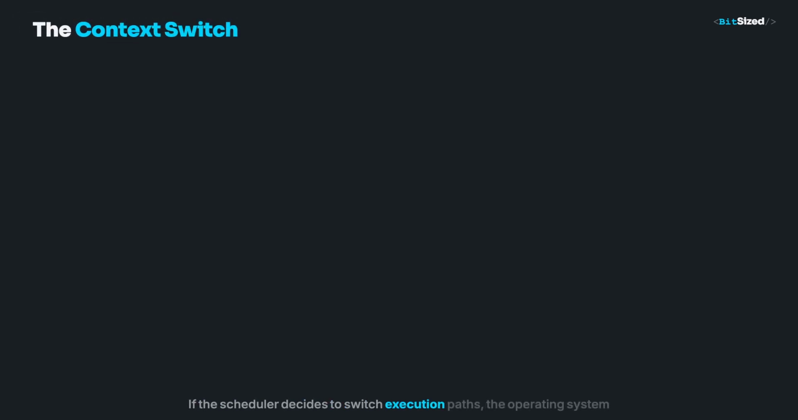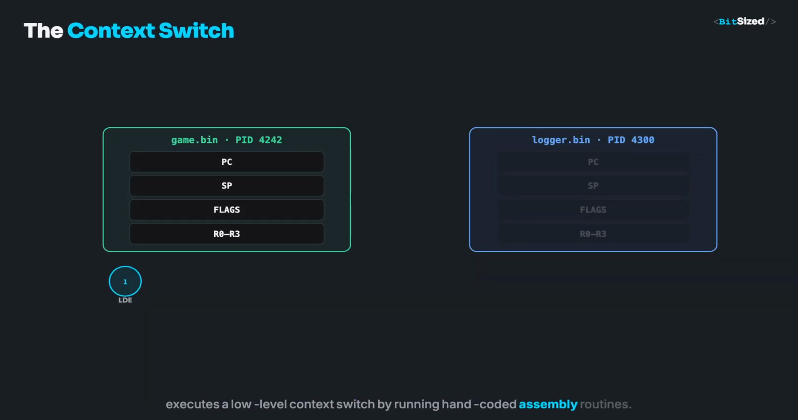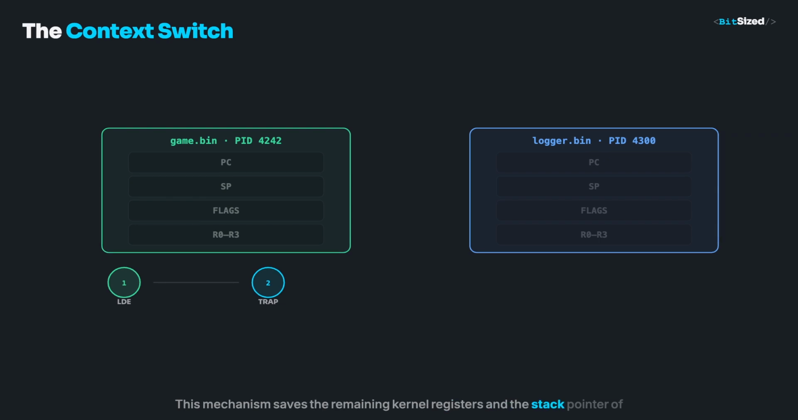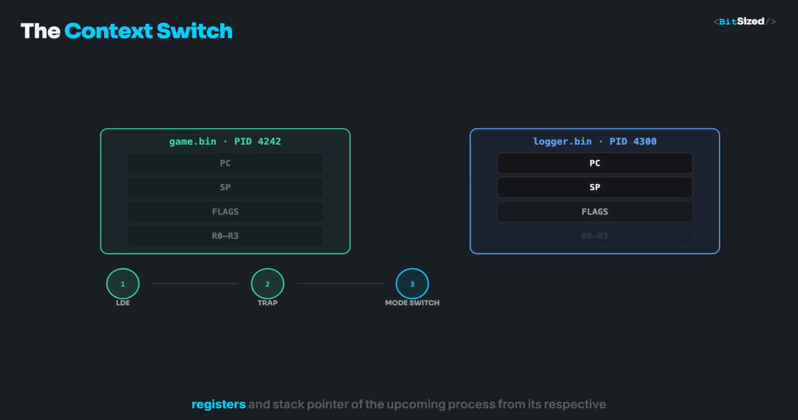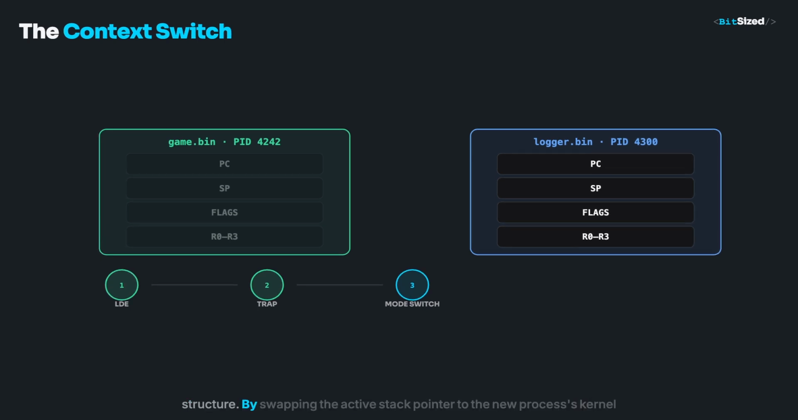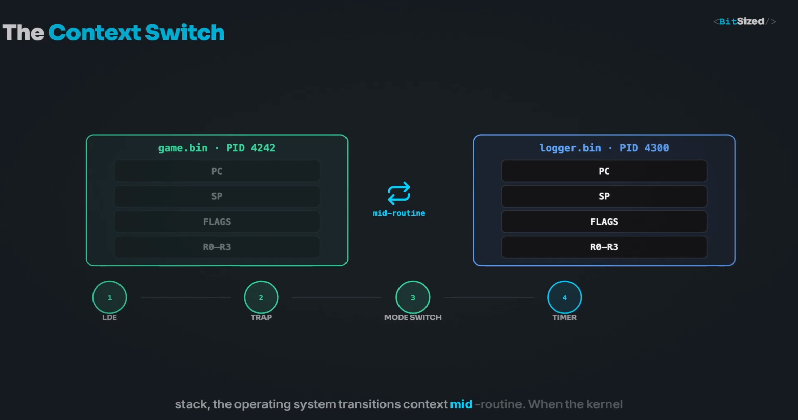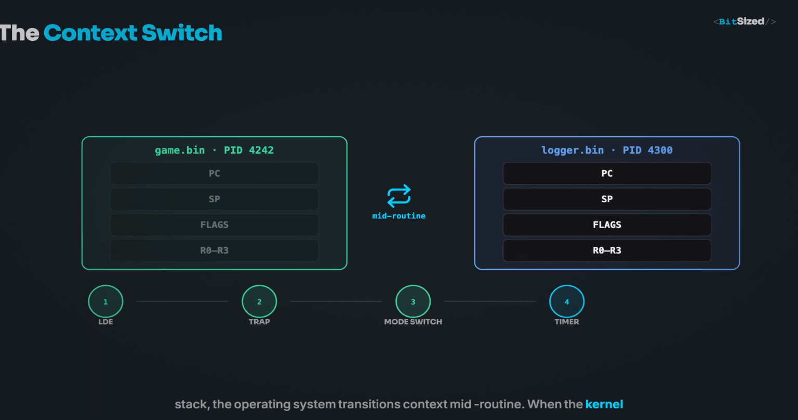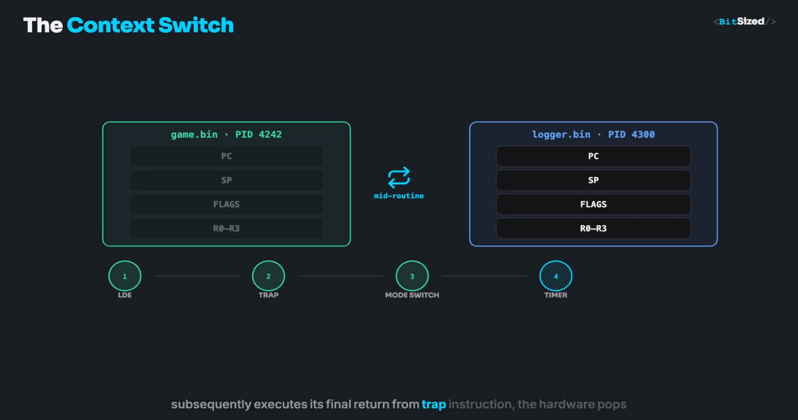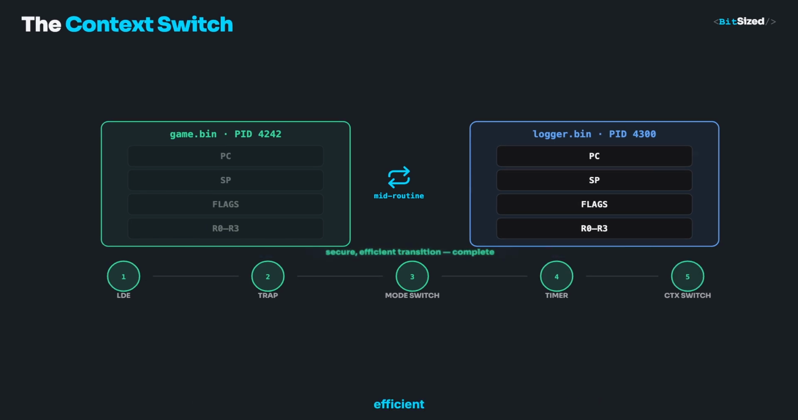If the scheduler decides to switch execution paths, the operating system executes a low-level context switch by running hand-coded assembly routines. This mechanism saves the remaining kernel registers and the stack pointer of the active process into its process structure entry, and restores the kernel registers and stack pointer of the upcoming process from its respective structure. By swapping the active stack pointer to the new process's kernel stack, the operating system transitions context mid-routine. When the kernel subsequently executes its final return from trap instruction, the hardware pops the execution state of the new process, completing a secure and highly efficient transition.